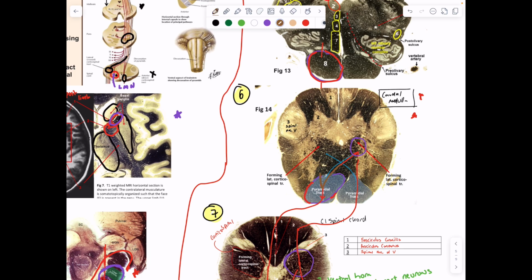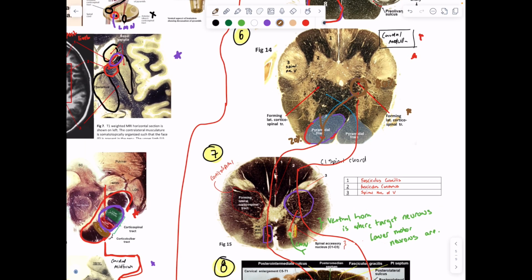So we split, and we decussate to form the lateral corticospinal tract, which is right here. About 80% of the axons do that, and about 20% will stay ipsilateral and come down as the anterior corticospinal tract. All right, but most of them are going contralaterally to the lateral corticospinal tract.